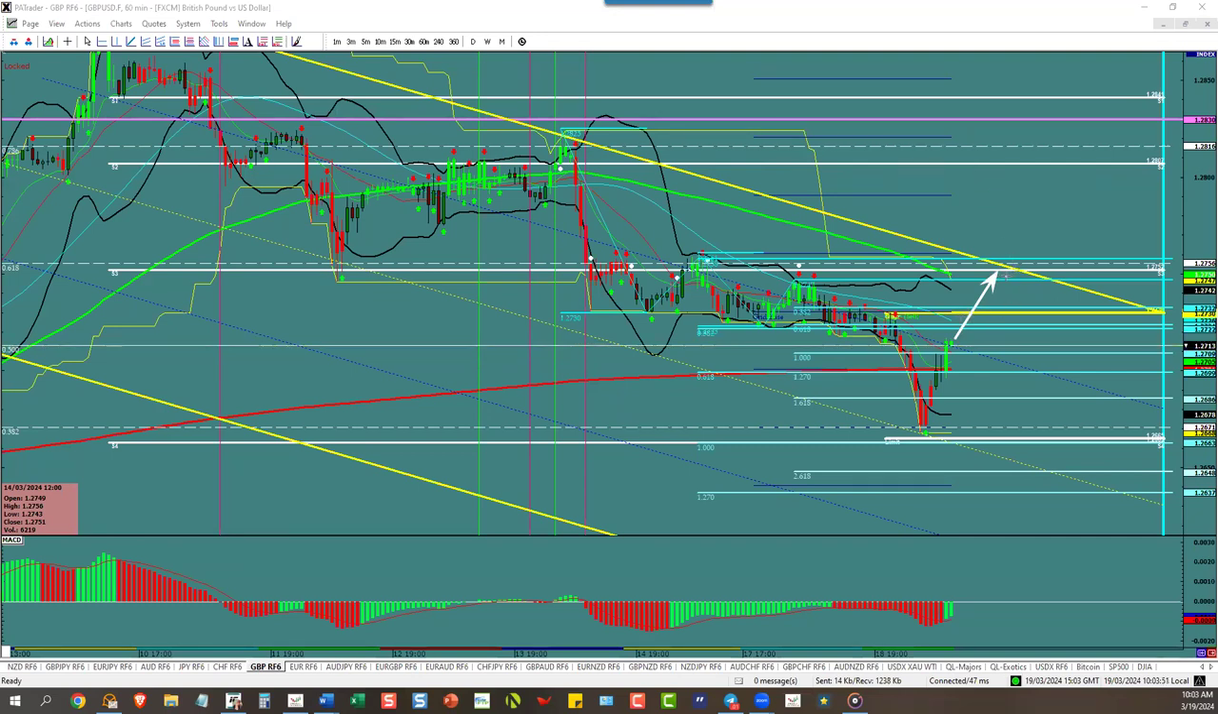The structure favors the sell. So if the dollar goes up tomorrow, they're structured to make that move again. If the dollar goes down, they have a place to break out and go up. All right, so watch for that area right up there.